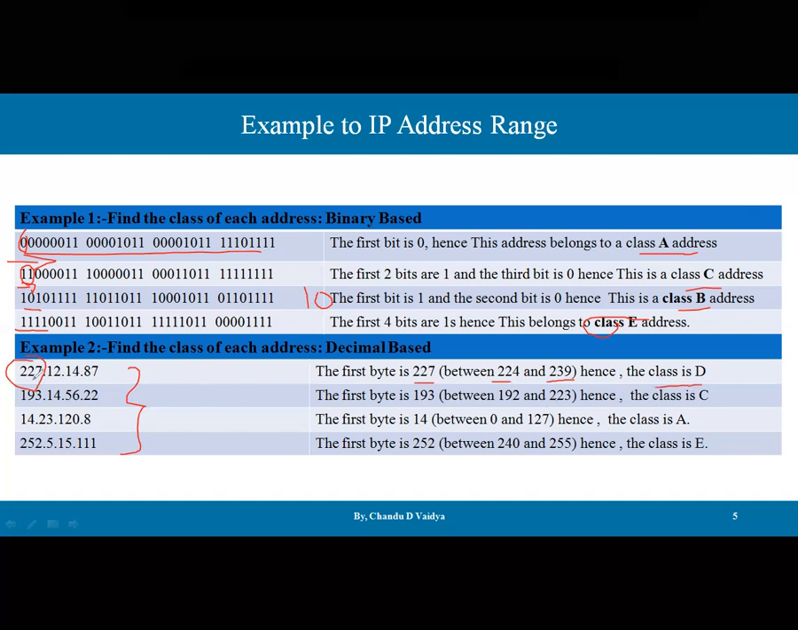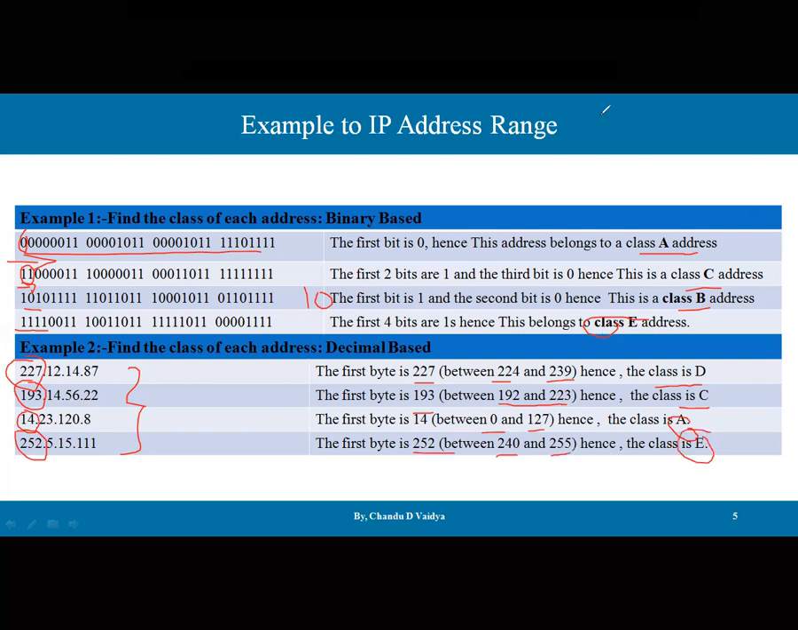Then check the first octet of the second IP address. 193 is between 192 and 223, which means it belongs to class C. Then 14 is between 0 and 127, which means it belongs to class A. And the last IP address is 252.5.15.111, so we take the first octet, 252. It is between 240 and 255, which means it belongs to class E.